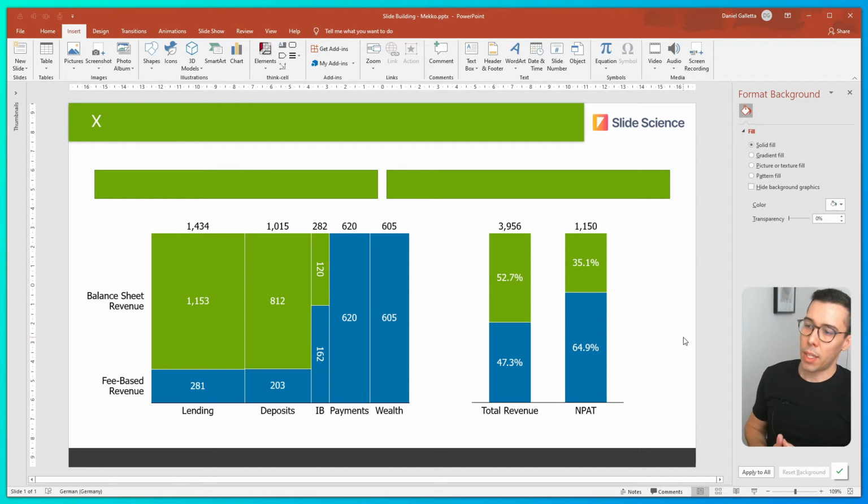Okay, that's clearer. We can see that the revenue breakdown is tilted towards balance sheet revenue. It's 52.7%, whereas the net profit after tax is actually tilted way more to fee-based products, 64.9%. It's worth noting I also just changed the colors so they're consistent across the charts. One important thing is that if you have multiple charts showing the same data, make sure that all of the colors are consistent across the charts.